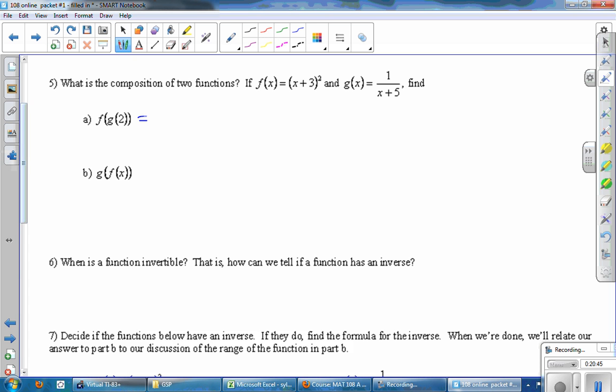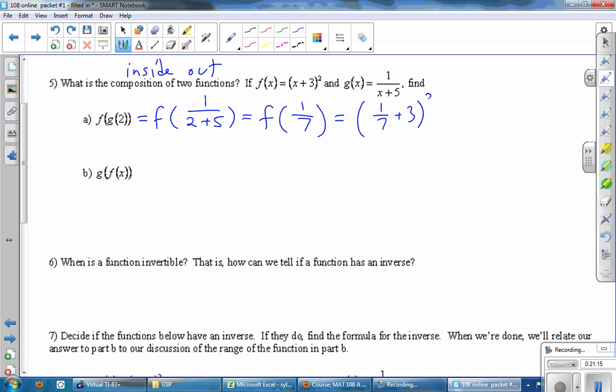Okay, so the key idea here is work from the inside to the outside, so inside out. So I'm going to copy the f, and then I'm going to find g of 2. So g of 2, g is that second function over there, so we're plugging 2 for the x. And then we're just going to calculate what number is in the parentheses, which is 1/7. And now it's more straightforward. We just have to plug 1/7 into the f function. So we go (1/7 plus 3) squared.